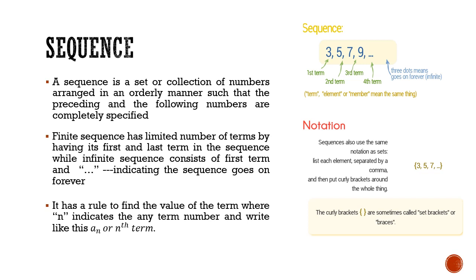So, another example. 2, 4, 6, 8, 10, and 5, 15, 25, 35. So, itong 2, 4, 6, 8, 10 is a finite sequence. Well, this second one, 5, 15, 25, 35, and there's an ellipsis, it is an infinite sequence.